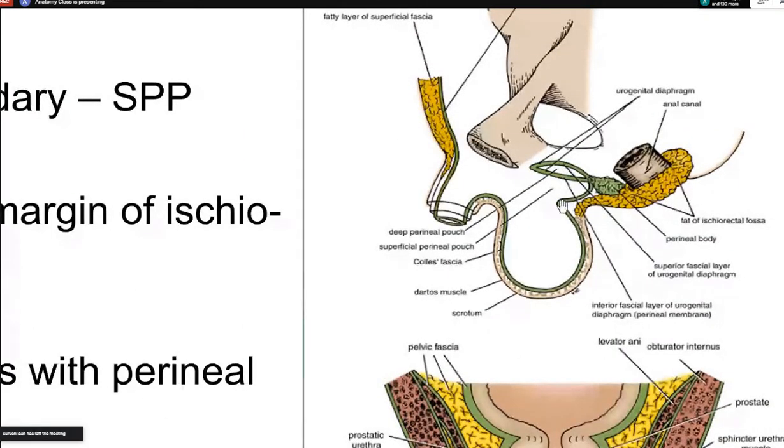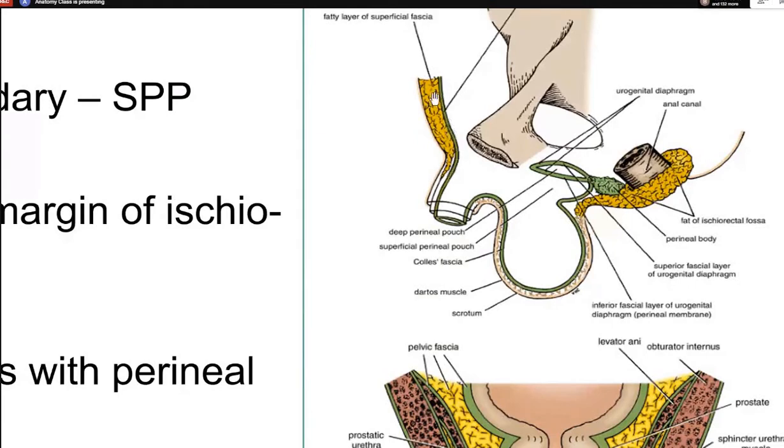So this one is the Colles fascia. Anteriorly, what does it continue with? Anteriorly this continues with the fascia of the scrotum. Then it continues with the fascia of the penis. Then it also continues anteriorly and upward with the superficial fascia of the anterior abdominal wall, that is the membranous fascia or membranous layer of the anterior abdominal wall, that is known as the Scarpa fascia.